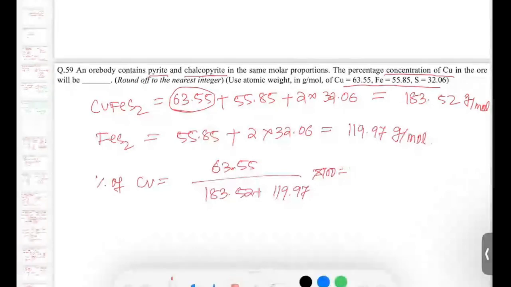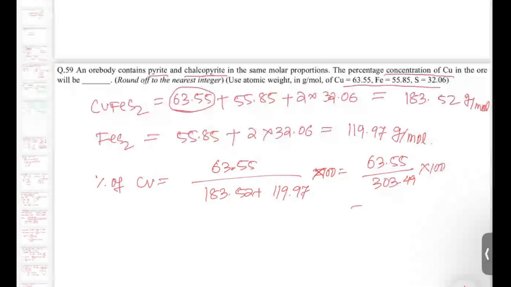So it is equal to 63.55 by 303.49 into 100, and it should be equal to nearly 21%. Have you understood?